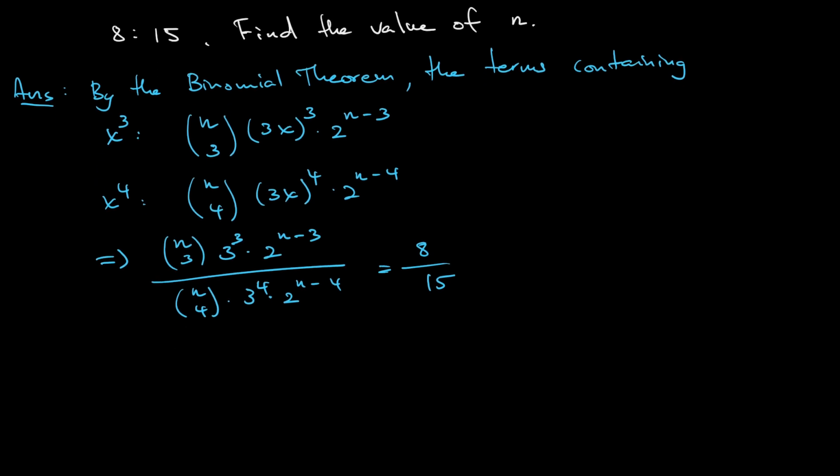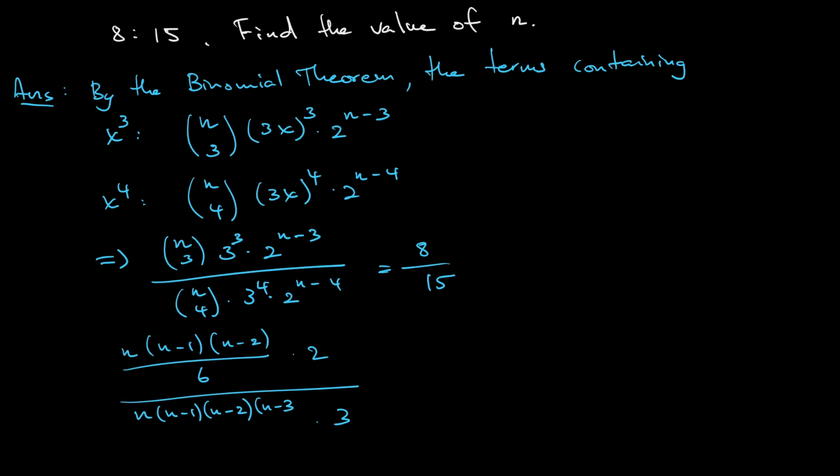Okay, n choose 3 is n(n-1)(n-2) over 3 factorial, which is 6. Probably let's cancel the power 3 first. 3^3 will be gone, and the denominator will still have another 3. And the numerator's n minus 3 is 1 more than n minus 4, alright? So that means that there will be 2 on top and 3 below. Okay, and n choose 4, that is n(n-1)(n-2)(n-3) over 4 factorial, which is 24. Okay, is equal to 8 over 15.